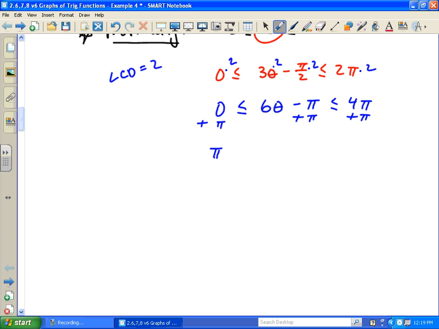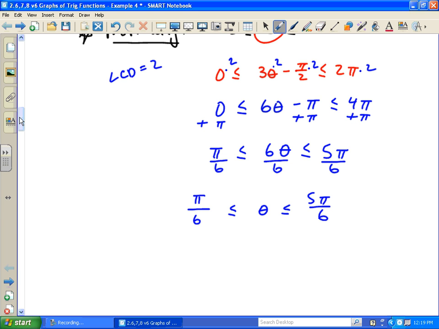So on the left, I end up with pi right here. And then on the right, I end up with 5 pi. Divide by 6. And my first quarter point would be pi over 6, and my last quarter point would be 5 pi over 6. So I'll go ahead and label those here so that I remember quarter point 1, quarter point 5.